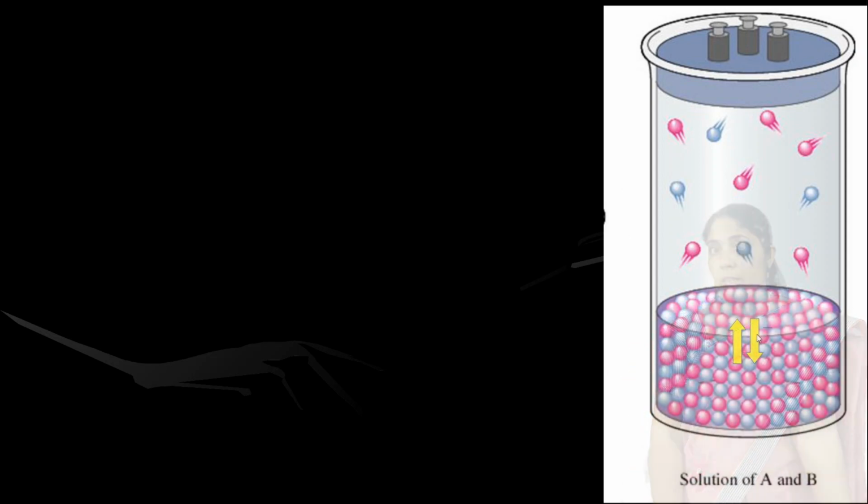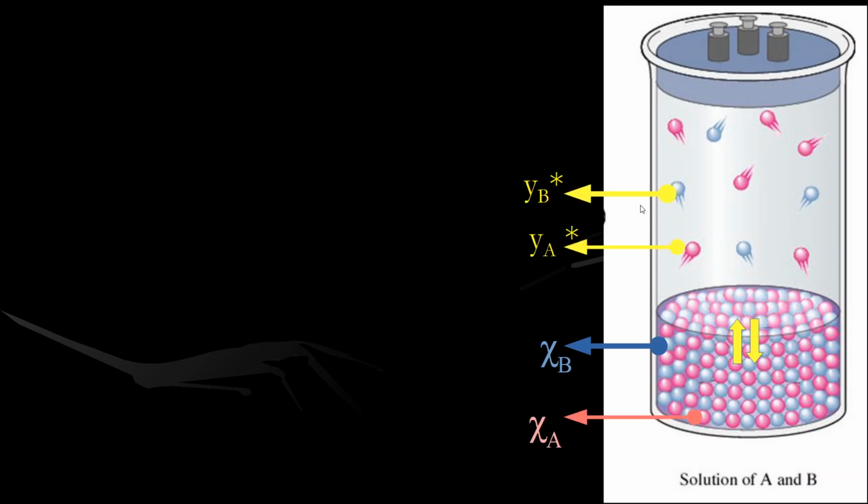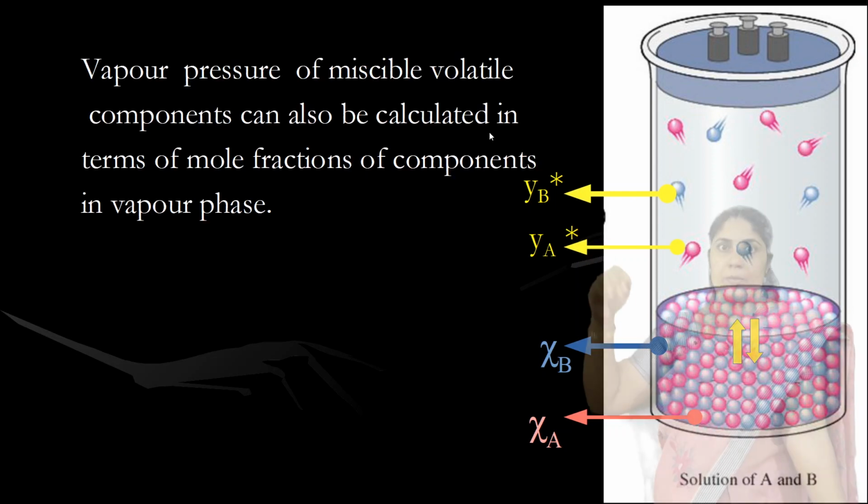As I previously mentioned, the mole fraction can be considered both in the solution and in the vapor phase. Now I will show you how we calculate partial pressure in terms of vapor pressure in the vapor state. Now you can see here the jar which I had shown previously, which consists of the two miscible volatile liquids. Chi A and Chi B represent the mole fraction in the solution state, and YB star and YA star represent the mole fraction in the vapor state.